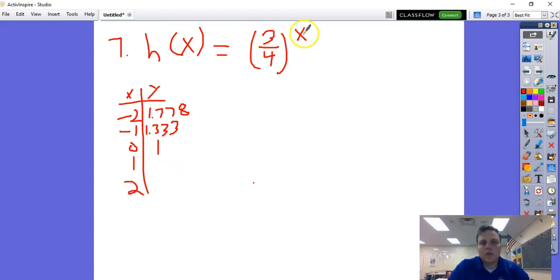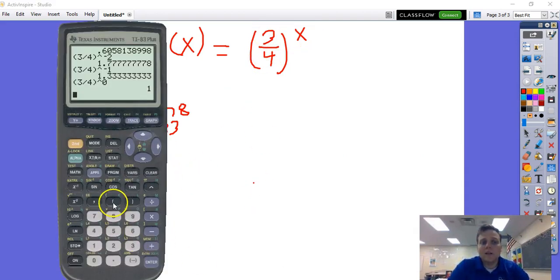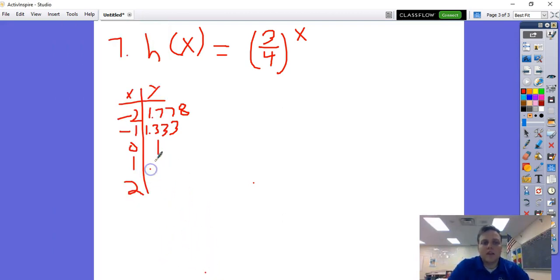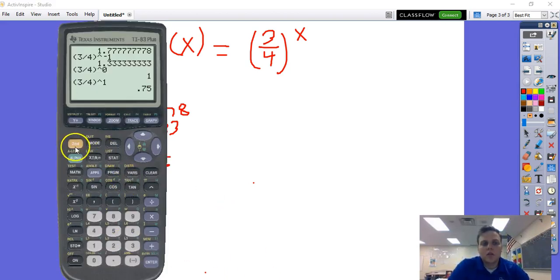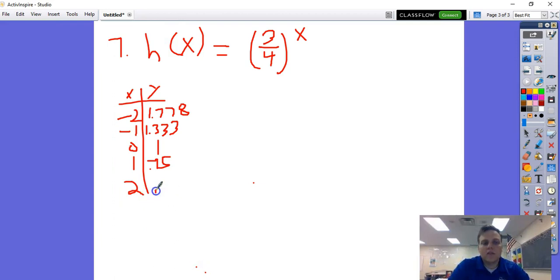Now I'm going to do 3/4 raised to the 1 power, which is something, guys, that you shouldn't even need to type in. Anything raised to the 1 power is just that thing. So it's just 0.75, which is just 3/4. And now we're going to raise this to the second power. Press enter, and we get 0.5625, which is just slightly over 1/2.